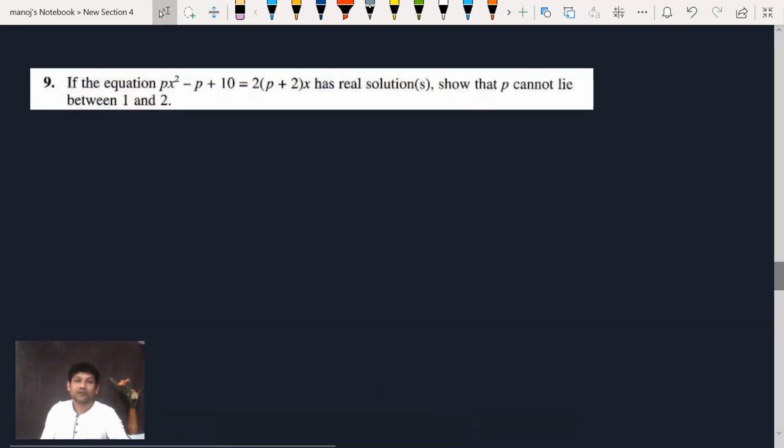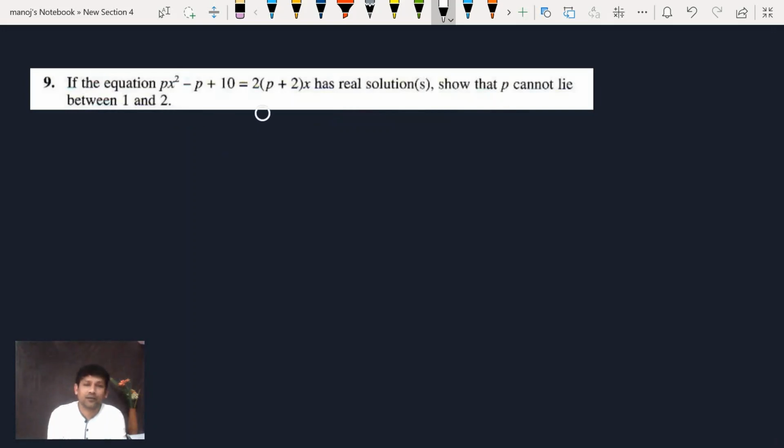In the equation, this has real solution. Show that p cannot lie between 1 and 2. You have to find the value of p, and the answer will not be coming between 1 and 2. It means the set of values will be different. So this equation has real solutions.